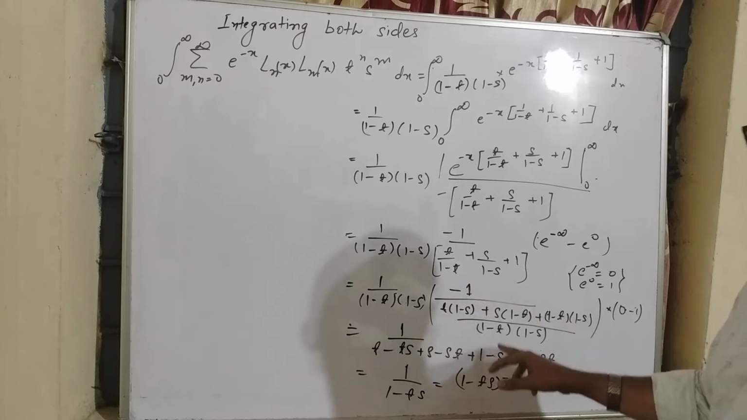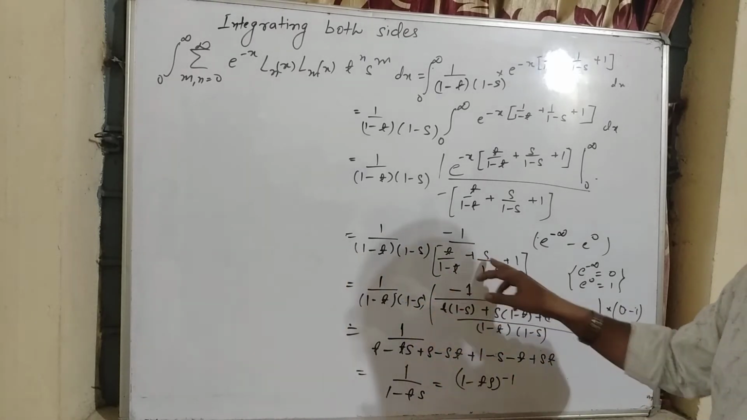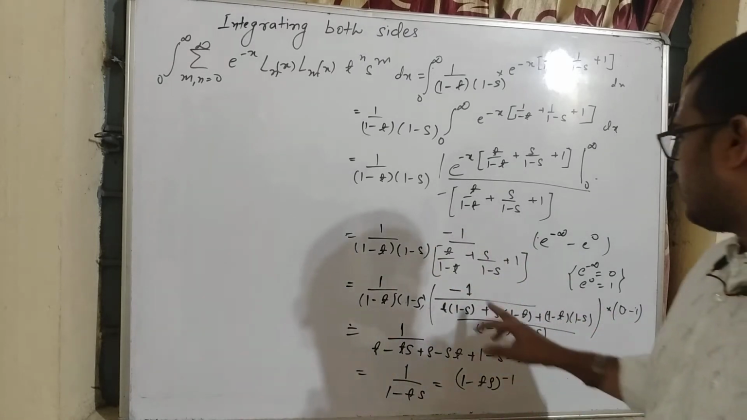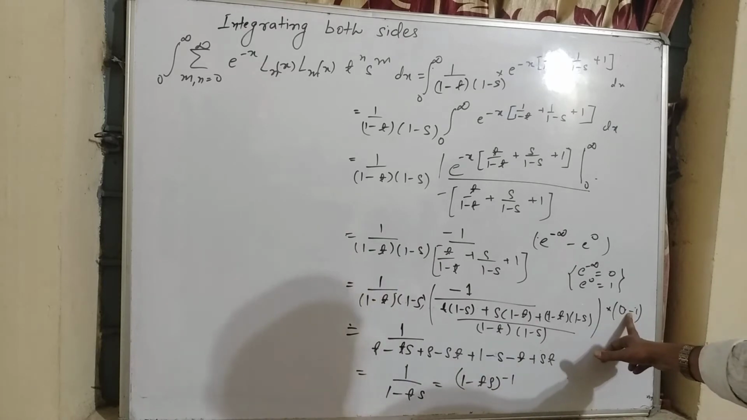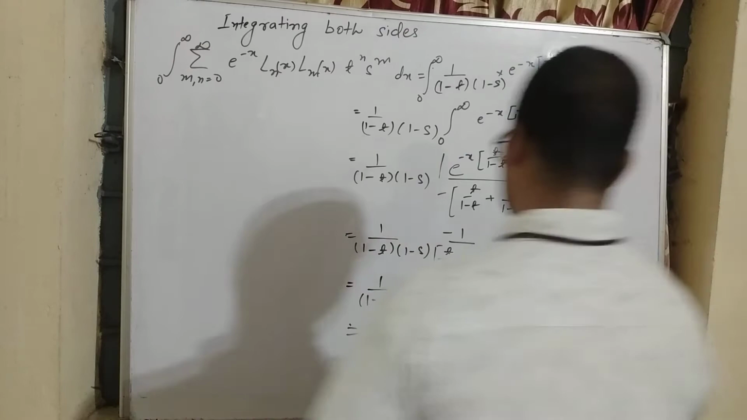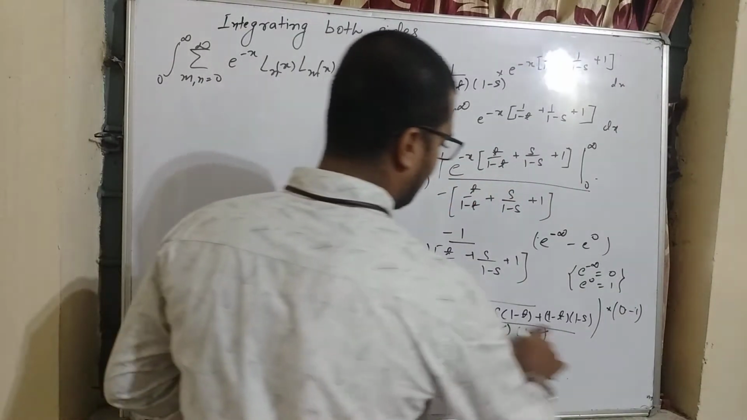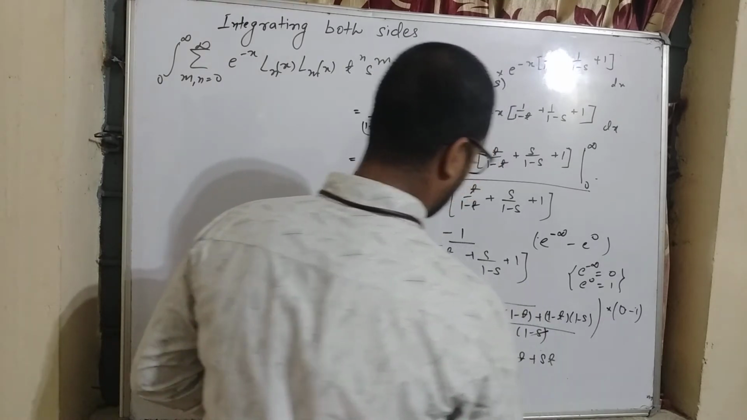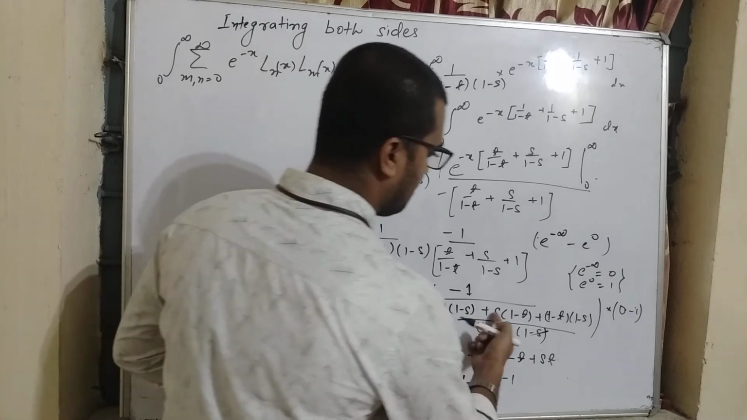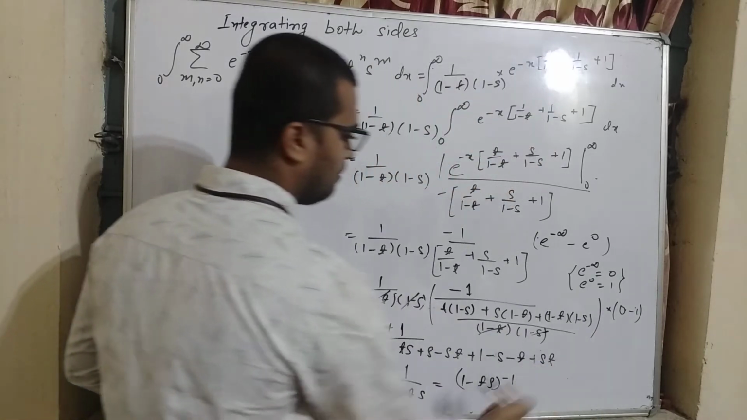We'll take the LCM, 1 minus t, 1 minus s, and this becomes t into 1 minus s, s into 1 minus t, plus 1 minus t into 1 minus s. Now this minus will become plus, and 1 minus t and 1 minus s will cancel out, and we'll simply solve it. So minus will become plus 1, and this comes as t minus ts plus s minus st plus 1 minus t minus s plus st.